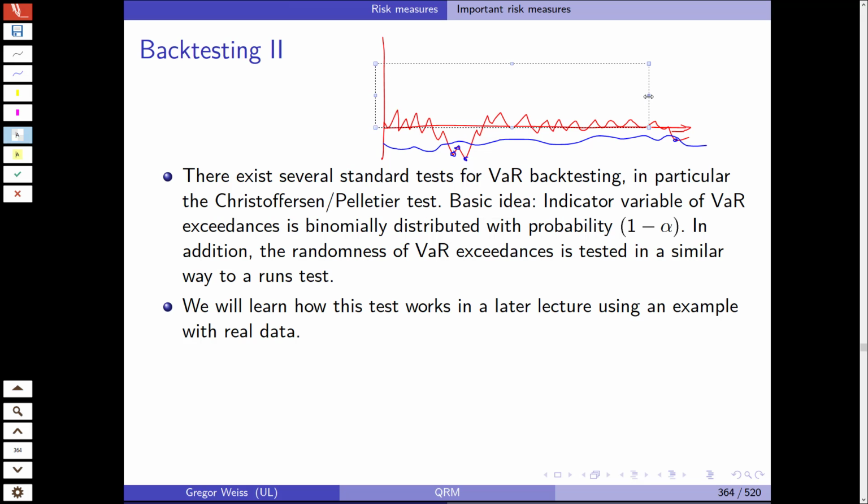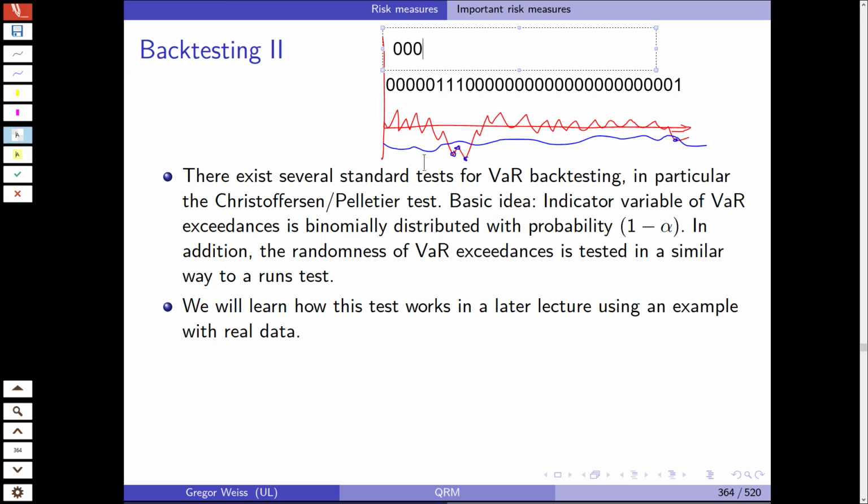Well, you get the idea, no? So you have an indicator variable of VAR exceedances. In these tests, you can show that under the assumption that the VAR model is adequate, it should be binomially distributed with probability 1 minus alpha. And you also need to check for the randomness of VAR exceedances. So it should rather be something like this.